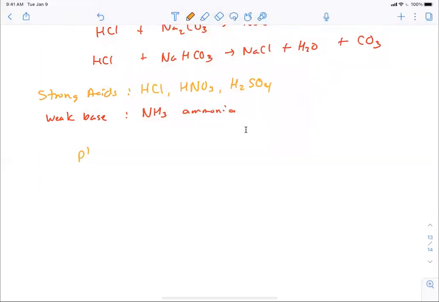Okay. pH is a negative log of H plus, and H plus concentration is 10 to the negative pH. Again, math calculations we'll talk about next Saturday.